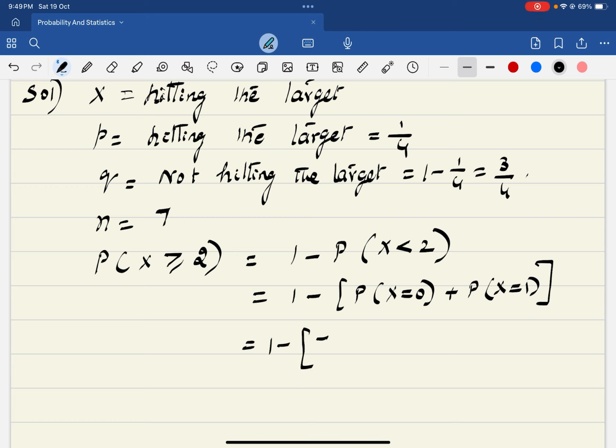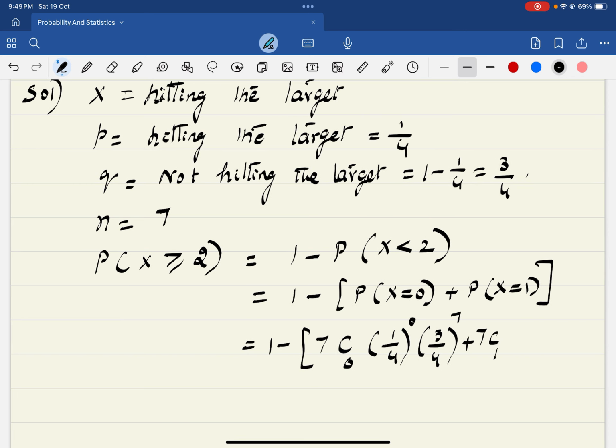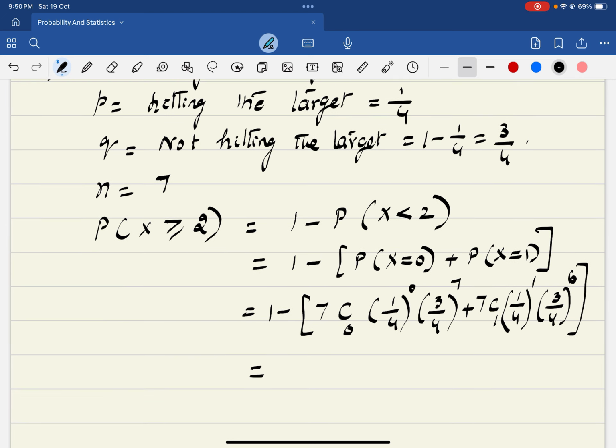We know that n is 7. We know that x is 0, so 7C0, p which is 1 by 4 to the power 0, q that is 3 by 4 to the power of 7 minus 0, which is 7. Now P of X equal to 1 is 7C1 times 1 over 4 to the power 1, times 3 over 4 to the power 7 minus 1, which is 6. Let us do this calculation. 7C0 is 1, 1 by 4 to the power 0 is 1, 3 by 4 to the power 7.